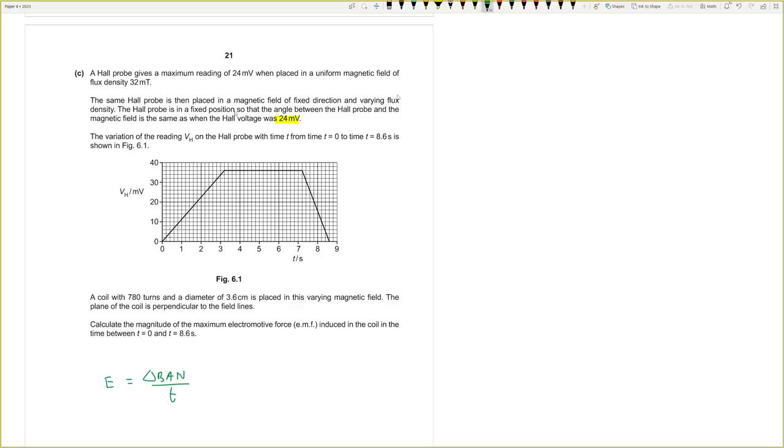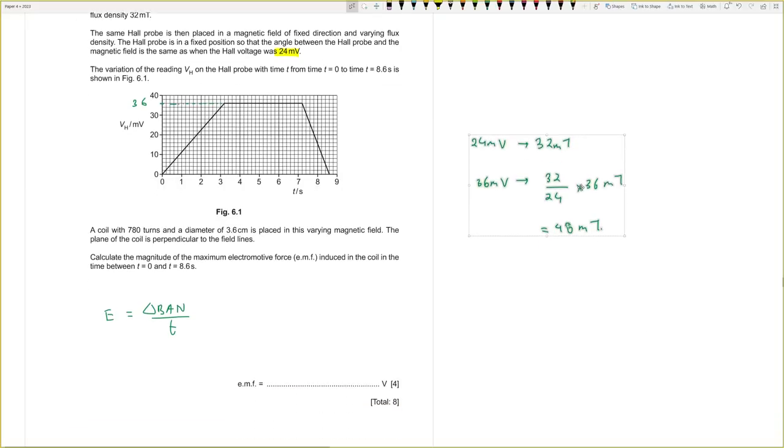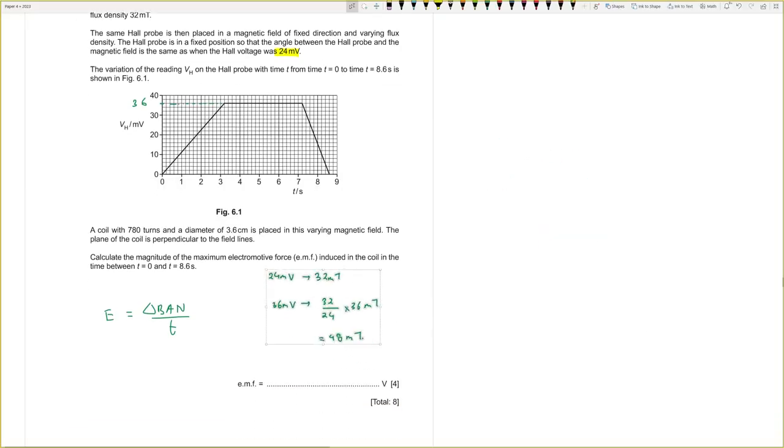So we can use this information to find the magnetic field strength here, since it's calibrated beforehand. Since 24 millivolts corresponds to 32 millitesla, what will 36 millivolts correspond to? 32 divided by 24 times 36 millitesla. This gives you a value of 48 millitesla. We need to mention in the answer that 36 millivolts corresponds to 48 millitesla.